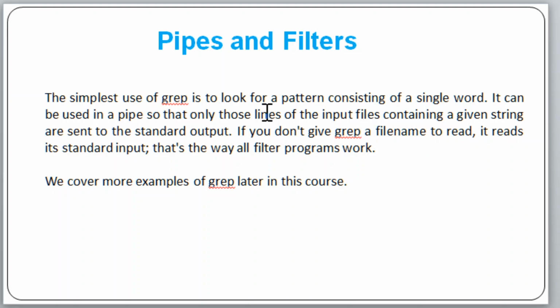The simplest use of grep is to look for a pattern consisting of a single word. It can be used in a pipe so that only those lines of the input files containing a given string are sent to the standard output. If you don't give grep a file name to read, it reads its standard input. That's the way all filter programs work. We cover more examples of grep later in this course.